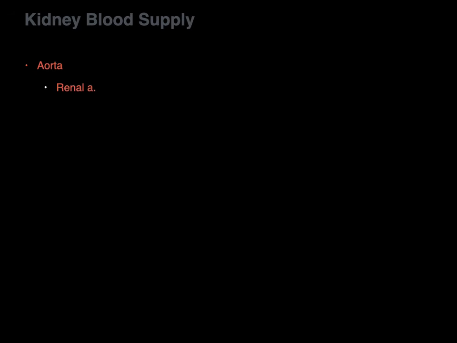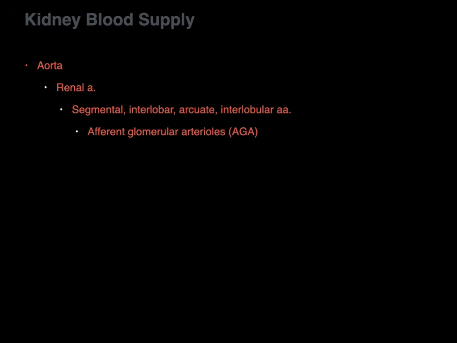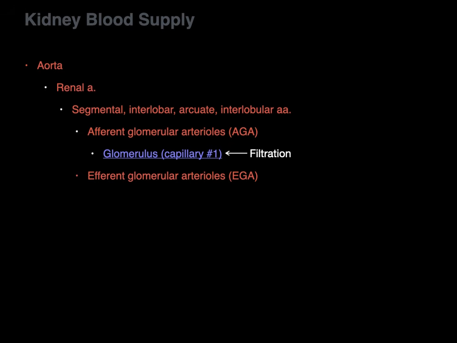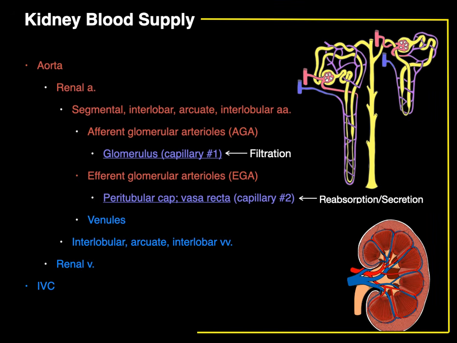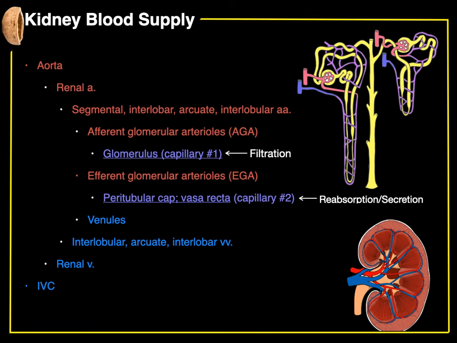So blood from the aorta goes to the renal arteries, all 20% of cardiac output, and goes from segmental to interlobular arteries to these afferent glomerular arterioles that go to these millions of glomeruli, the first capillary. This is where filtration occurs. And the efferent arteriole exits and goes to the second capillary bed, either the peritubular capillaries or vasa recta. This is where reabsorption and secretion take place. And the venules drain these second capillary beds and go to the interlobular, to the interlobar veins, to the renal veins, to the IVC. And that, my friends, is kidney blood supply in a nutshell.